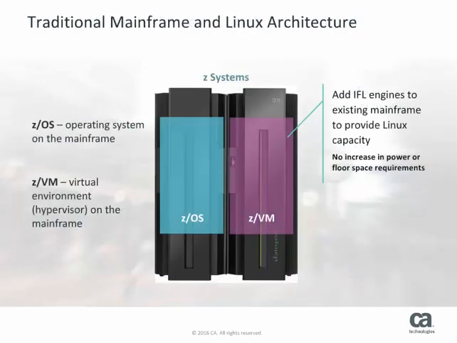The IFL is a specialty engine processor that is dedicated to Linux workloads. Operational efforts, software costs, energy use, and hardware footprint are reduced when Linux is deployed on IFL rather than general-purpose processors. An IFL can be used with or without z/VM, the traditional mainframe virtualization environment, or hypervisor. Note that the z/OS operating system cannot run on an IFL. An IFL engine simply needs to be switched on to provide additional Linux capacity to an existing mainframe system. There is no increase in power or need for additional floor space.